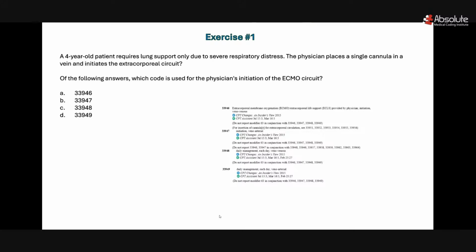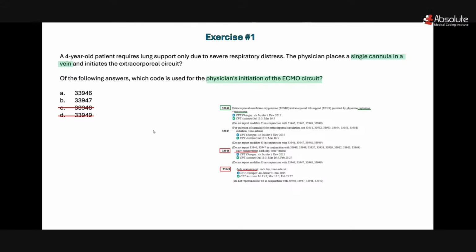Okay, coders. So let's go ahead and solve this one. You all did a fabulous job. Here, the physician placed a single cannula in a vein and initiated the extracorporeal circuit, right? So we are coding for the physician's initiation code, and you have all your CPT codes in this slide itself. You only have to look at it and pick one. So option C and option D are coding for daily management service. We are not looking at the management service, we are looking at the physician initiation service, right? So 33948 and 33949 both are incorrect.